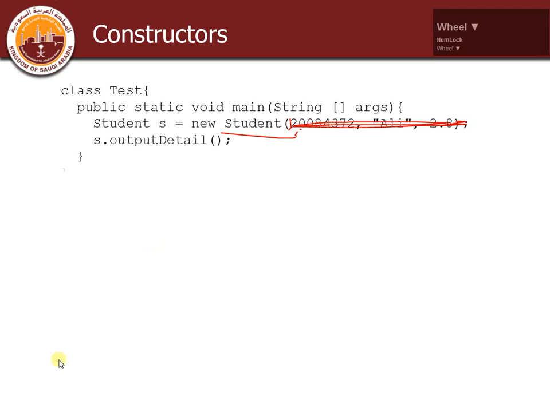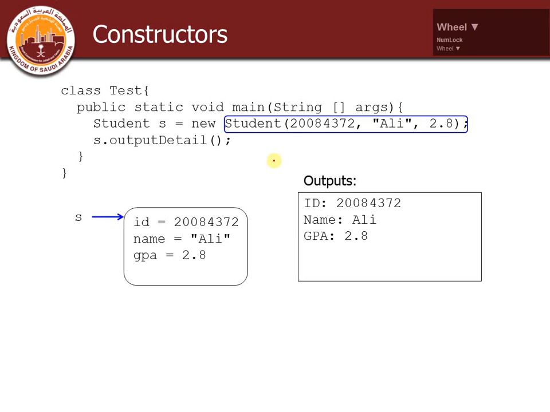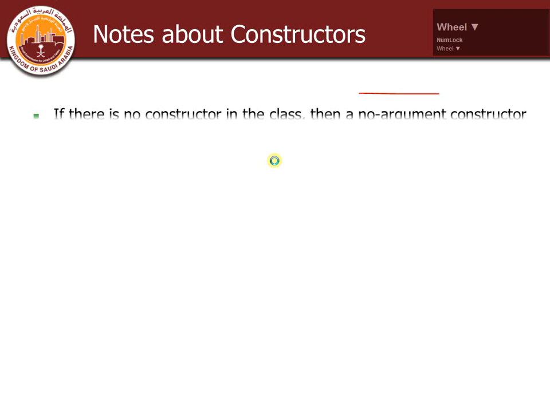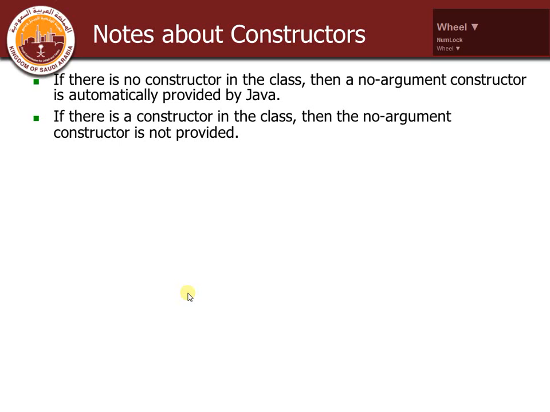So if you have that, if you define your own constructor with more arguments, then you're not allowed to use the default one that was provided by default by Java anymore. So if you like it, then you have to program it yourself. Just type the code for that yourself. So that's it. If there's a constructor in the class, then the no argument constructor is not provided anymore.